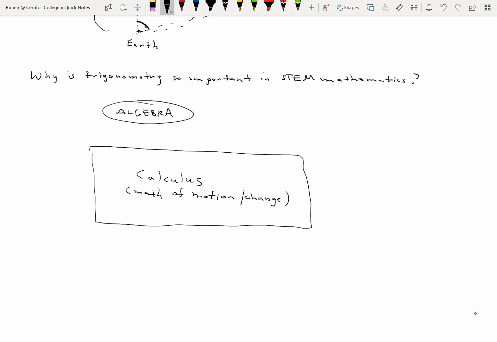The study of calculus also requires a mastery in geometry. But specifically that part of geometry called trigonometry. Trigonometry is the part of geometry where we use triangles to measure things. Okay, and you notice that those 2 things, the algebra and the trigonometry, they overlap.